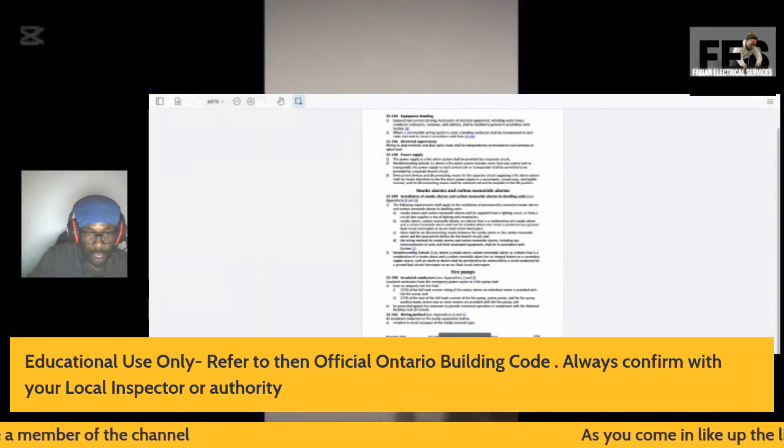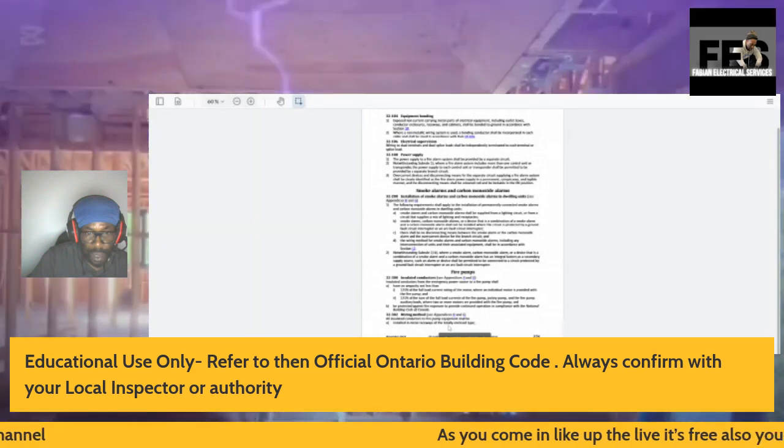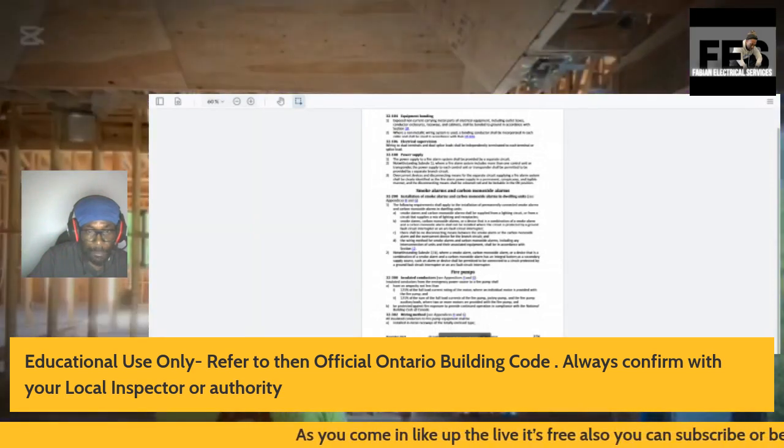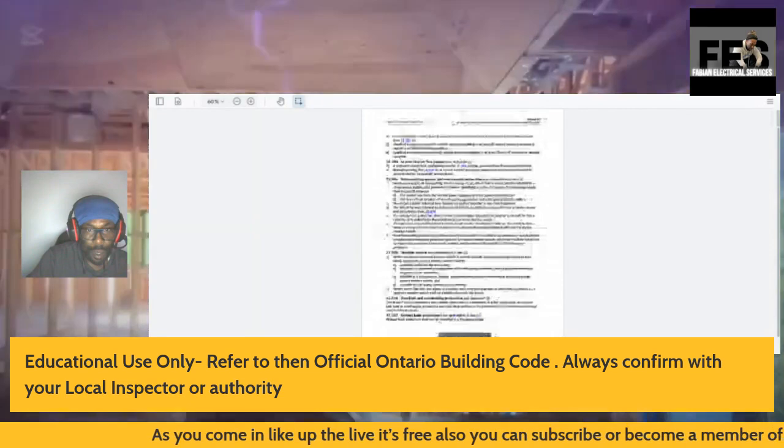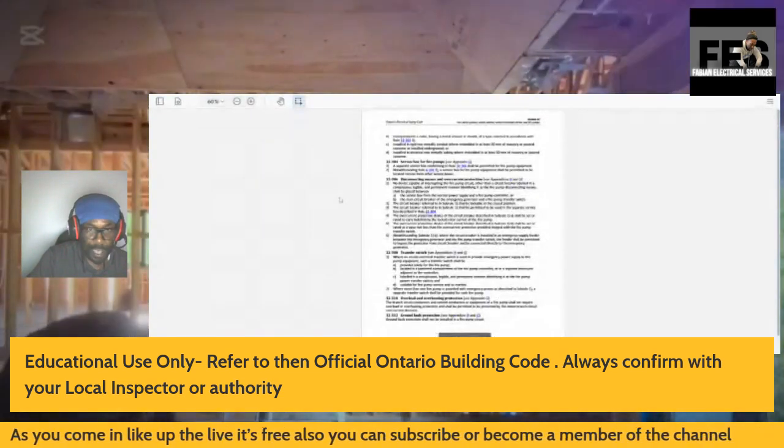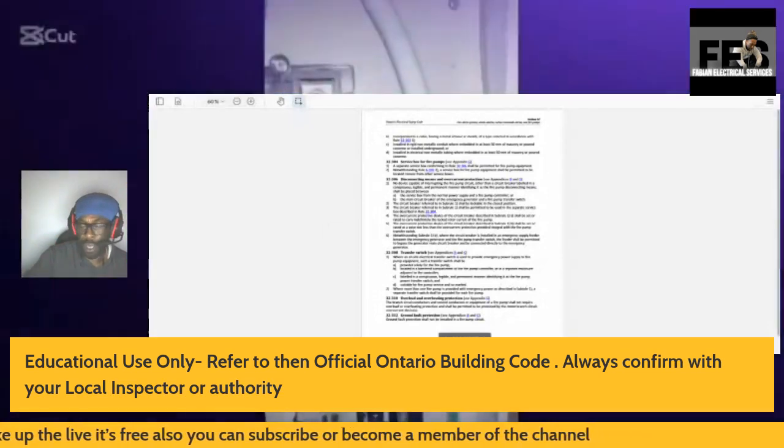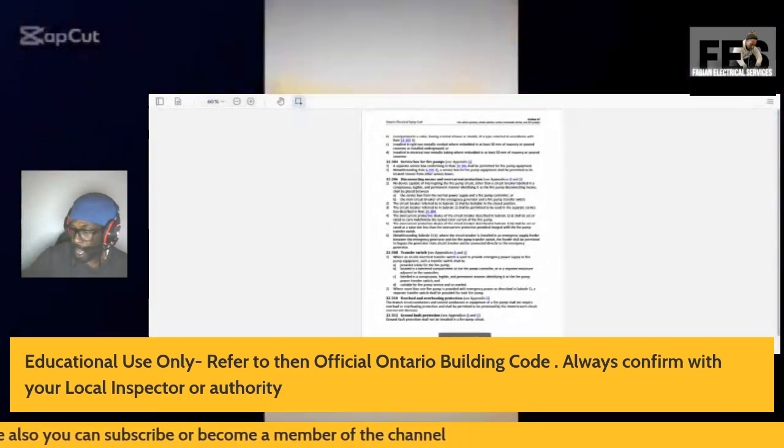All insulated conductors to fire pump equipment shall be installed in metal raceway of the totally enclosed type. So again, this is section 32-200.